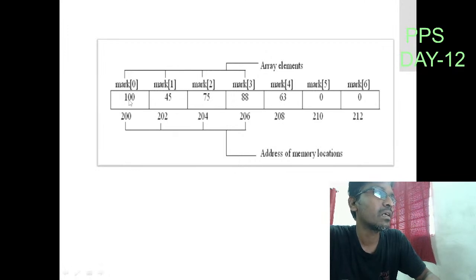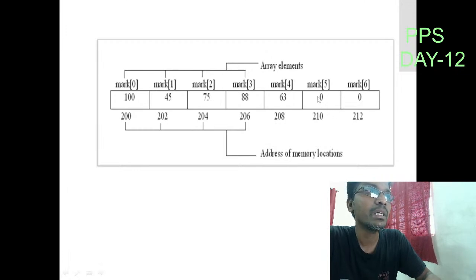Now here I declared the first value, and that will be stored at index number 0, the second value at index number 1, the third value at index number 2, the fourth value at index number 3, and the fifth value at index number 4. But here, index number 5 and index number 6 I am not going to use for marks. If you are not going to use them, then they will be filled with 0 by default.